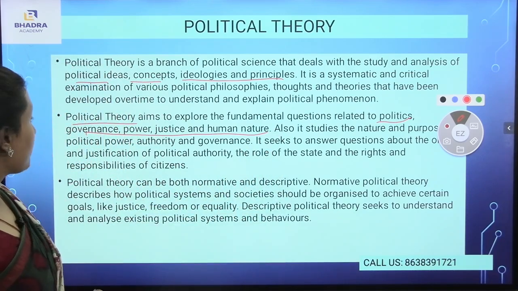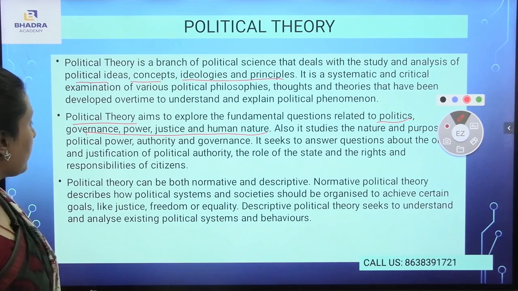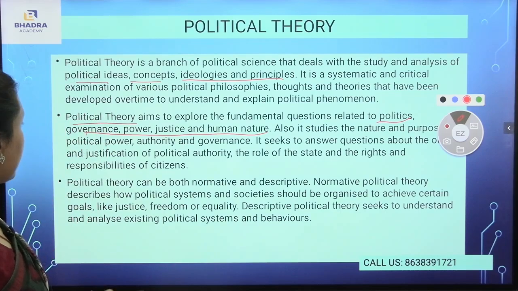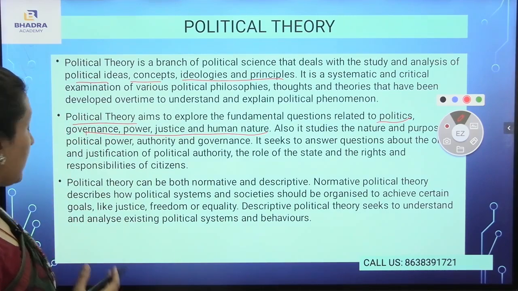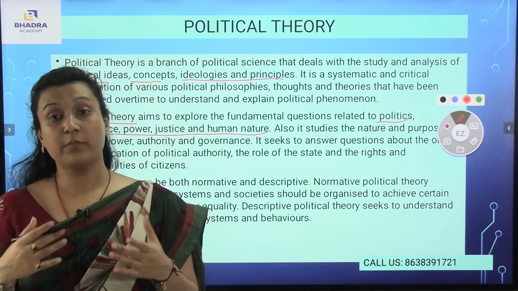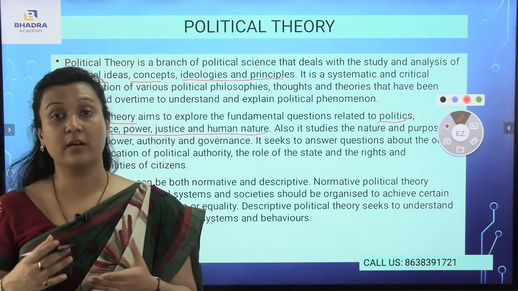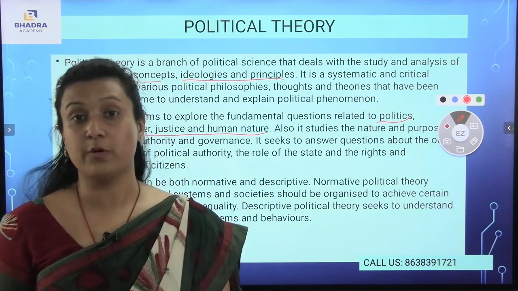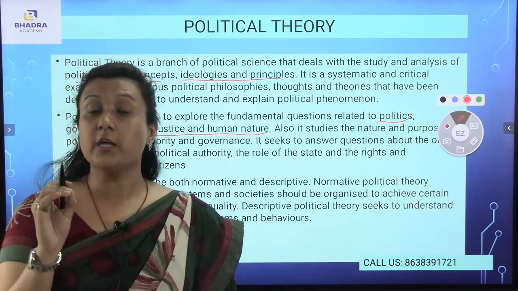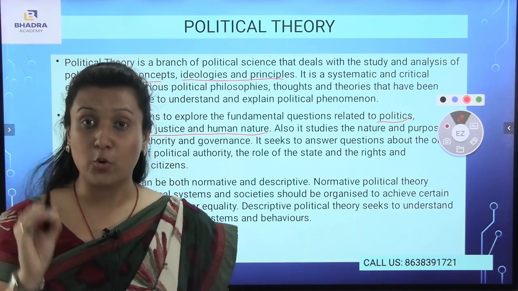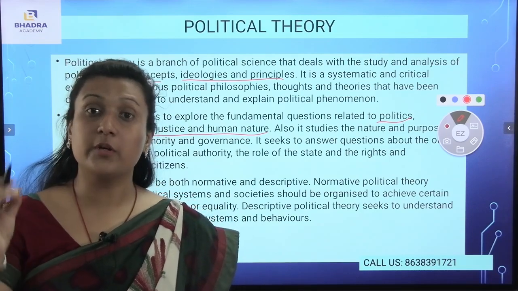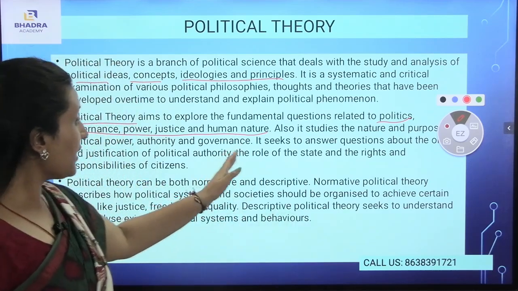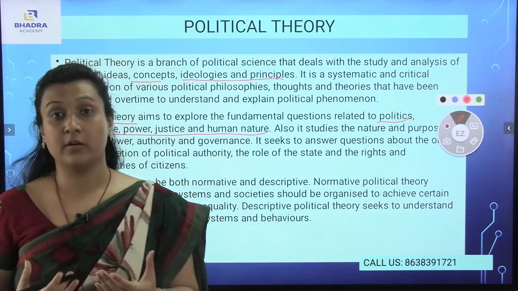Also, it studies the nature and purpose of political power, authority and governance. It seeks to answer questions about the source and justification of political authority. Political theory means power, political theory means authority. If you want to understand the power, authority or governance of a particular institution, that also comes under political theory.